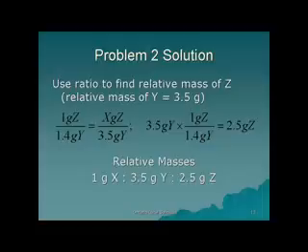That's a ratio, but we call it a factor oftentimes. Now, the grams of Y will cancel. We're left with grams of Z, and we get 2.5 grams of Z for our relative mass. So our relative mass is 1 gram of X for every 3.5 grams of Y for every 2.5 grams of Z. So we have solved for problem A. I hope you were successful in that, and this is a good way to do it.